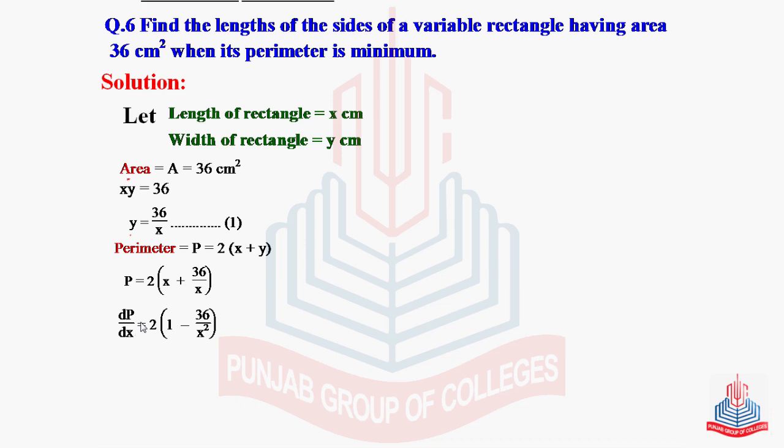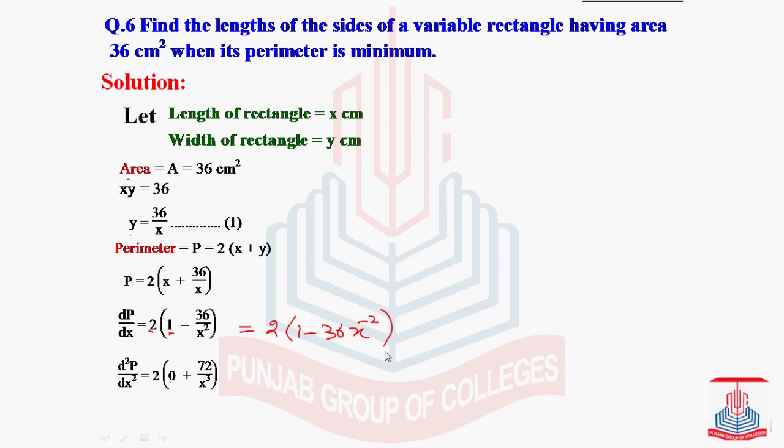dP by dx is equal to, this 2 is a constant number and will remain same, and the derivative of x is 1, and 36 is also a constant, and the derivative of 1 over x is actually minus 1 over x square. So the first derivative can be written as 2 into 1 minus 36 x raised to the power minus 2. So this is actually the first derivative.